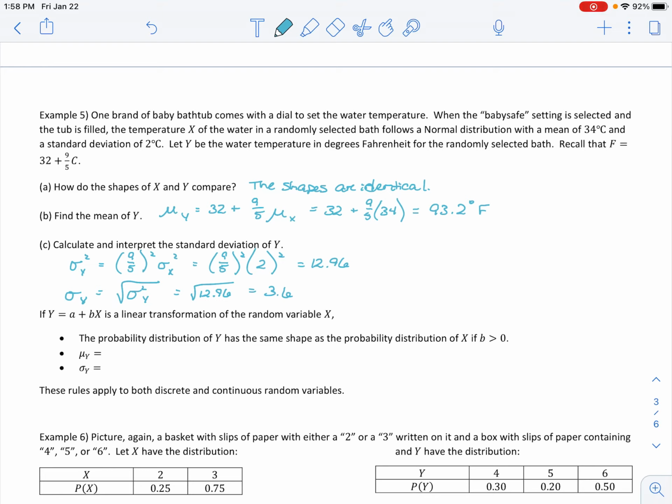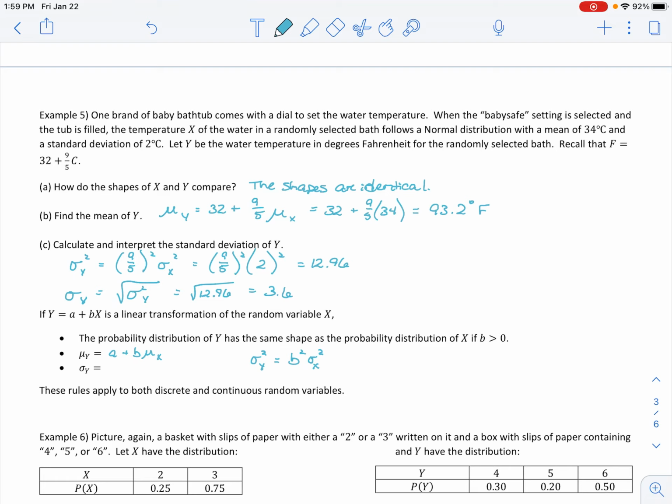I do want to finish filling out just this summary though. If Y is A plus BX, so there's some linear transformation where I added an A term and I multiplied by B, the probability distribution of Y has the same shape as long as B is positive, which I'm only going to give you positive values here. The average, like I just did, you will add and multiply your original mean. Your variance, I should have had a blank on here for the variance of Y. This would be that constant squared times my squared standard deviation, so times my variance.